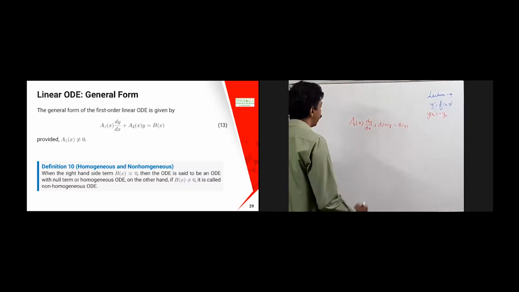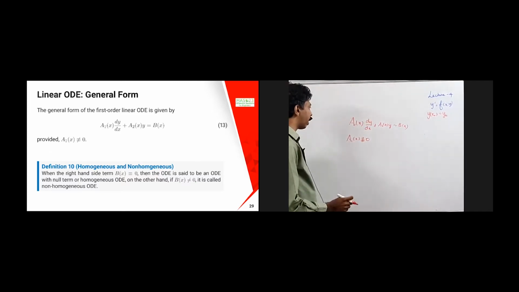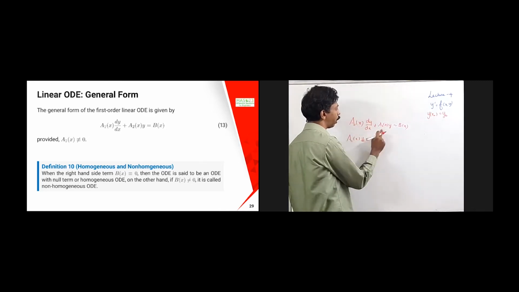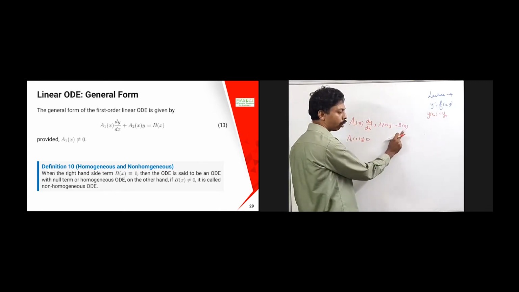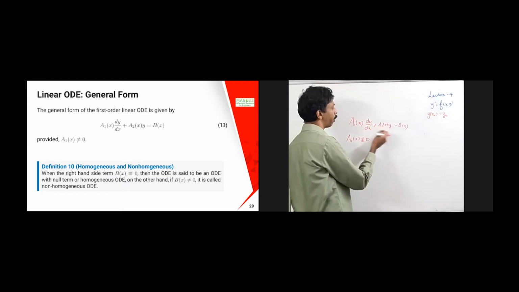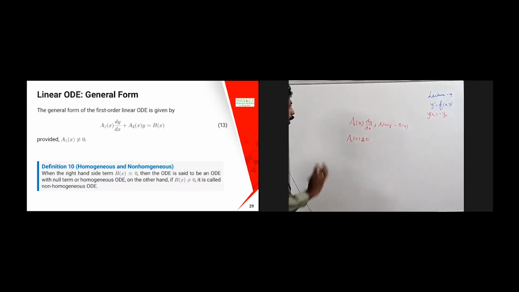This is provided a1 of x is not identically 0. If it is identically 0, what will happen? It is going to be 0, therefore it simply becomes a2 of x into y equal to b of x. That means it is a normal equation. There is no differentiation, so it is not going to be an ODE. It is simply an equation, you can say even a linear equation, etc.